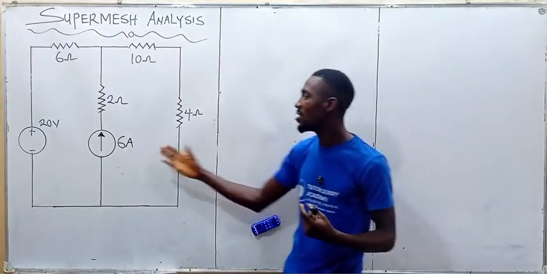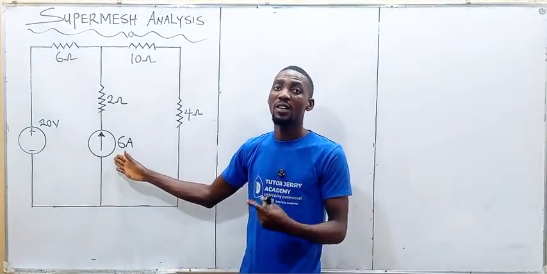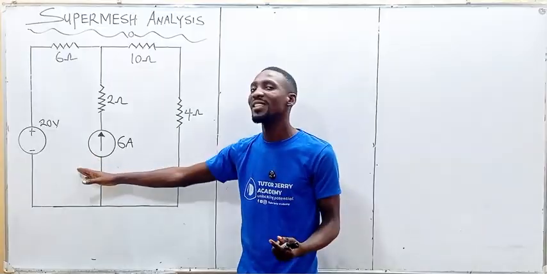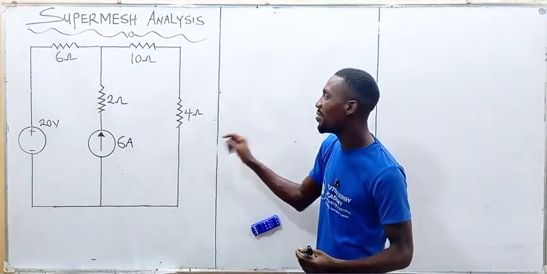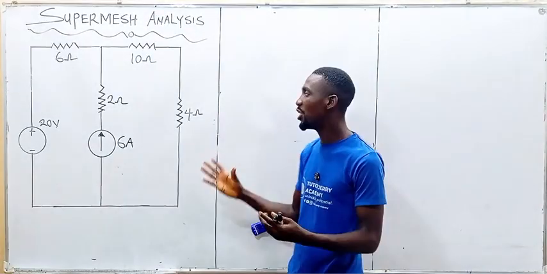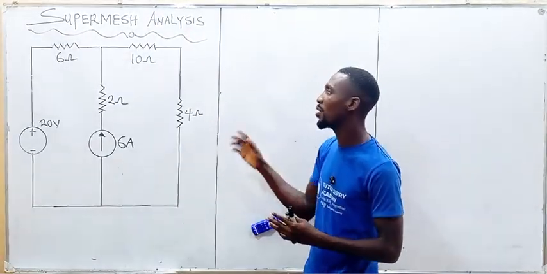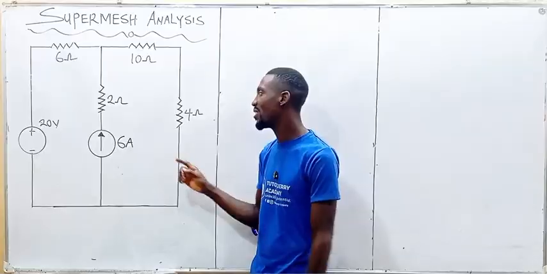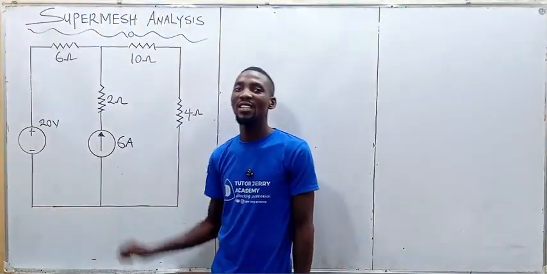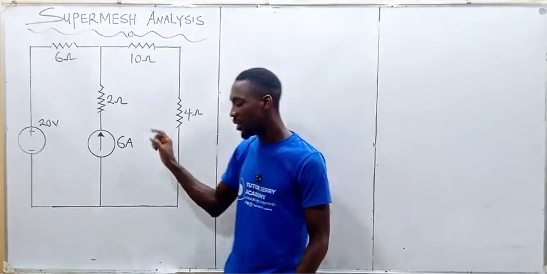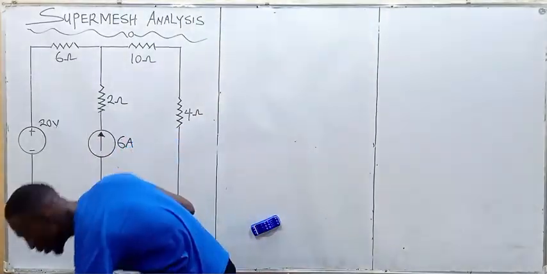You know that this current source here will prevent us from writing the normal KVL equation of each of these meshes. So we are going to be employing a method here. The first thing we are going to do is to assign the mesh current to each mesh. So let's do that.